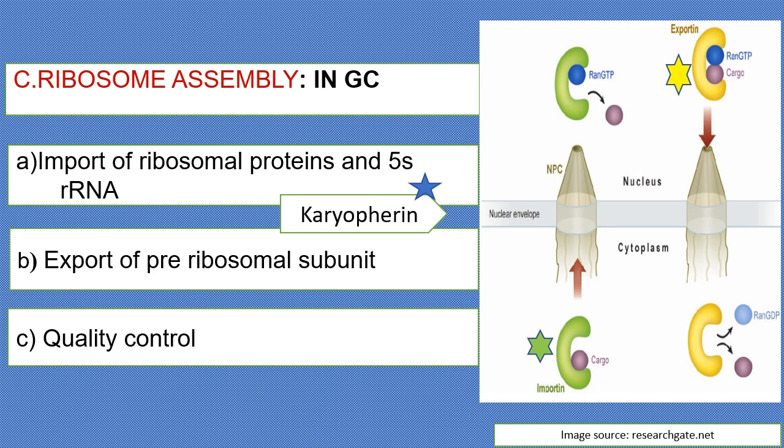Thus, import and export need various types of proteins, and it occurs in the granular component. We will discuss the quality control process in a subsequent slide.